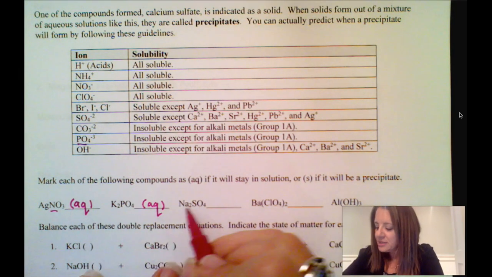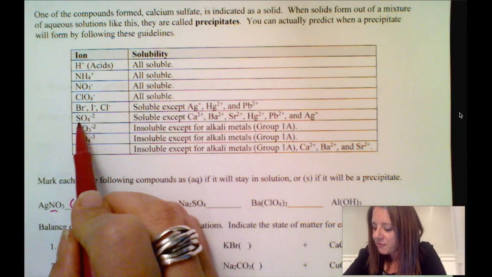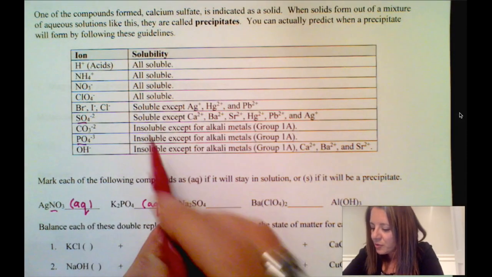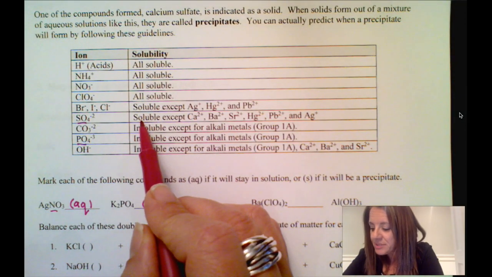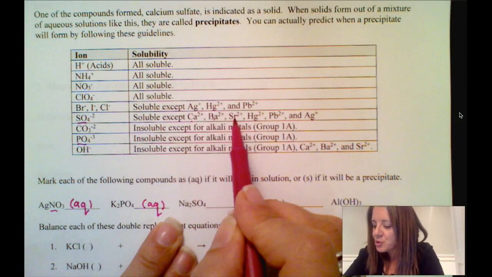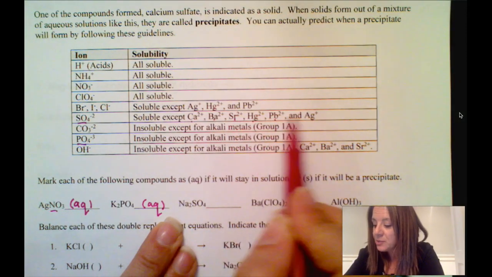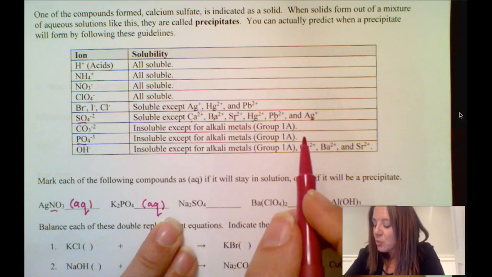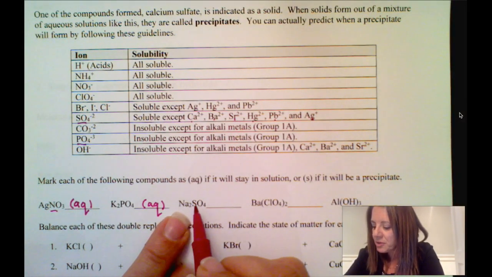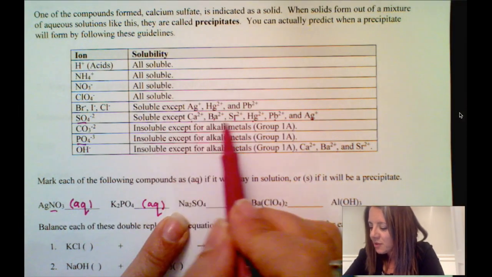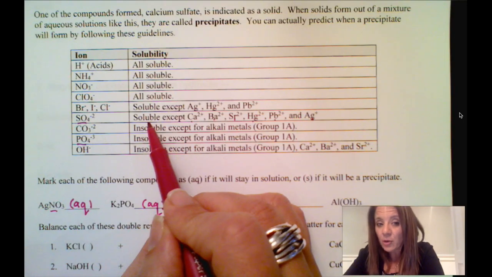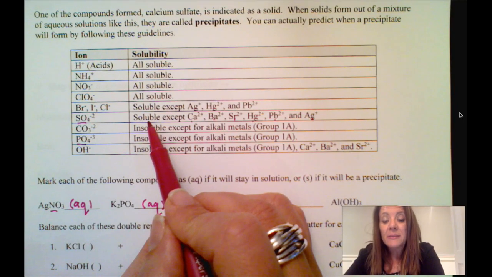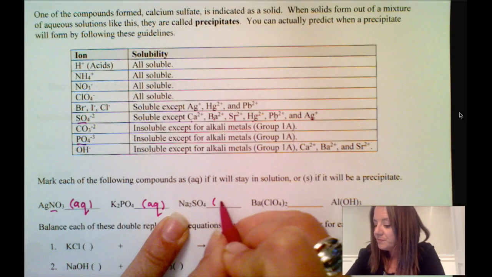Let's take a look at sodium sulfate. Sulfate, what are the rules? Well, everything is soluble except calcium, barium, strontium, mercury 2, lead 2, and silver. So we have to take a look, where does sodium fall? Is sodium one of these ions? No. So then it's in this category. So that means that it is a soluble compound.